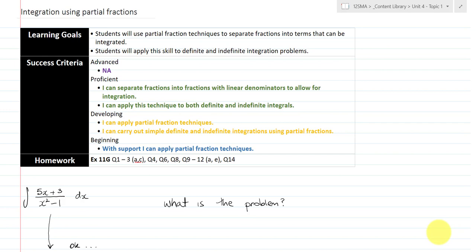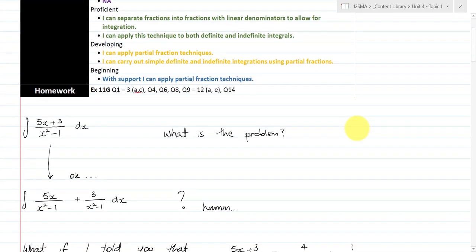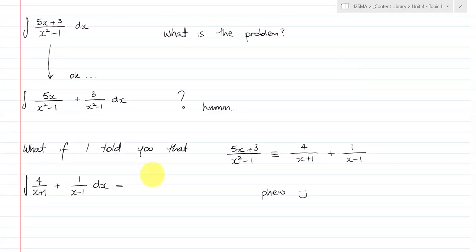Hi and welcome to video 10 on this series of integration rules that are required for Specialist Mathematics Unit 4 Topic 1. In this video we're going to talk about partial fractions, and it'll probably be broken down into a few videos. So let's have a look at the problems we're dealing with.